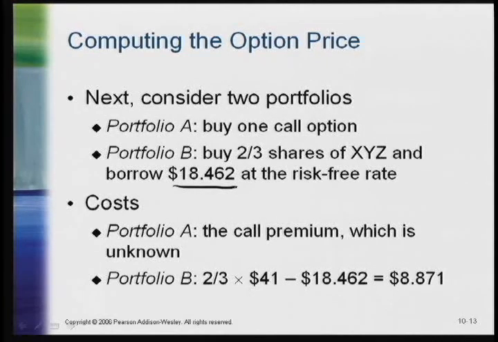What are the costs? Well, we don't know the cost of portfolio A because we don't know what this option should cost. But portfolio B, we know what it costs. It's simply 2/3 of the price of the stock minus the short position. It's going to cost us $8.87.